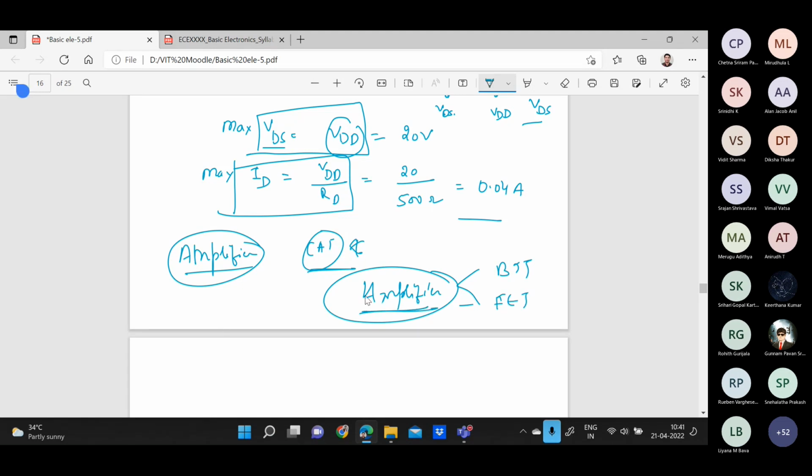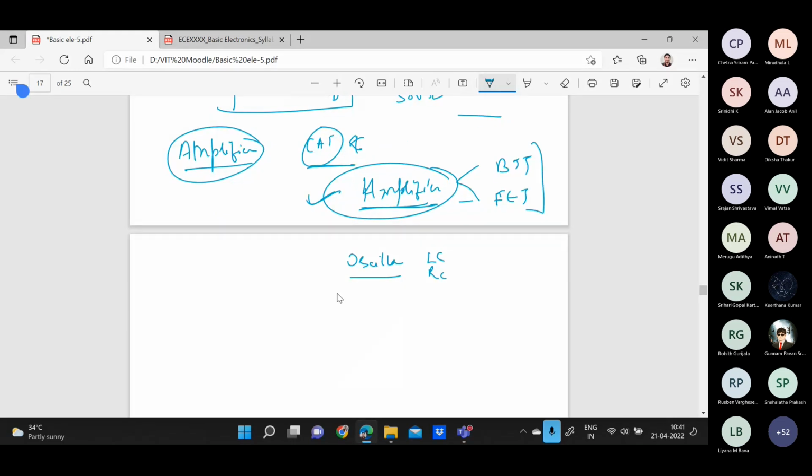Then we have the oscillator part. In the next lecture, we will complete the amplifier along with the numericals. And then next, we will see the oscillator part, that is the LC circuit and the RC circuit. And then we have logic gates and universal gates. So the three parts we have. Then we will see the logic gates. So in the next lecture, we will try to complete amplifiers.